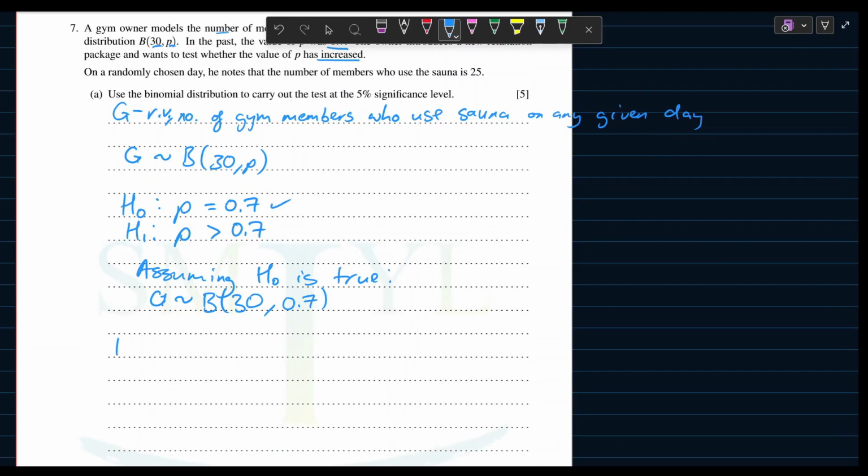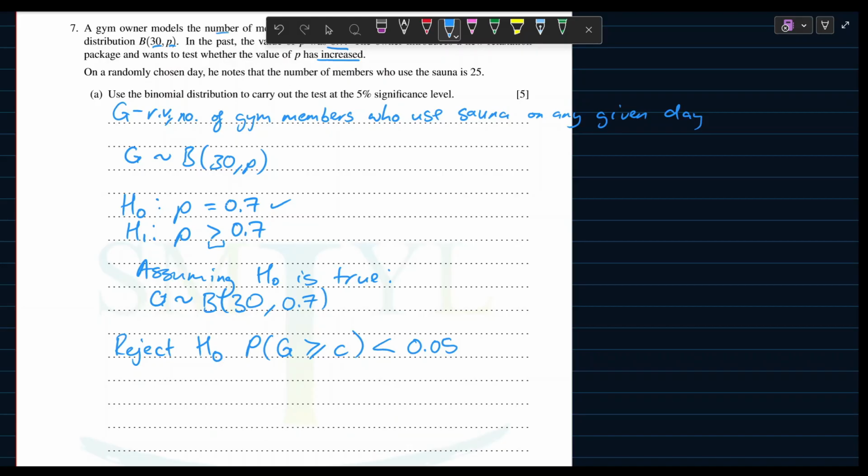So we would reject H0 if we found that the probability that, in this case, G is, we take the sign of our alternative hypothesis and we add an "or equal to" sign. If the probability that G is greater than or equal to whatever value we're testing is less than our significance level, so if it's less than 5%, we are going to reject H0.